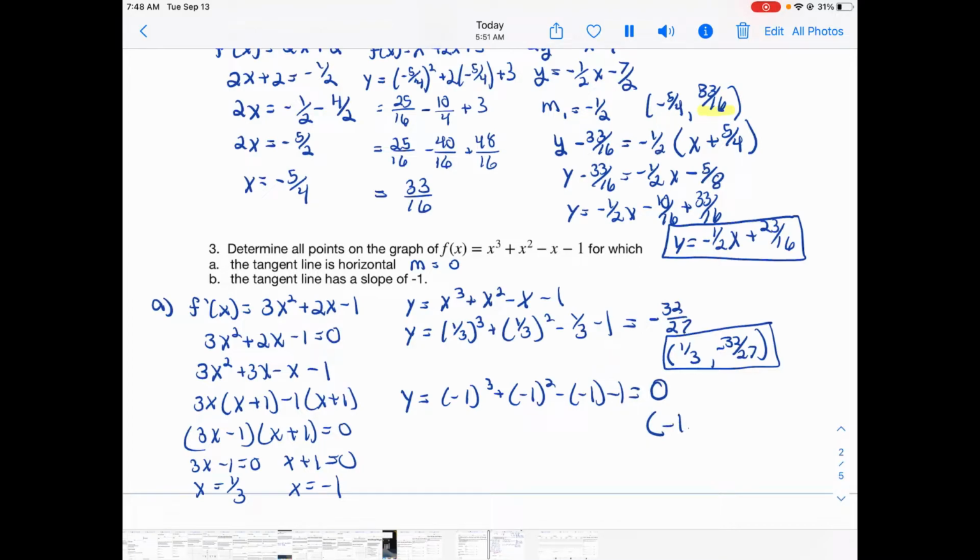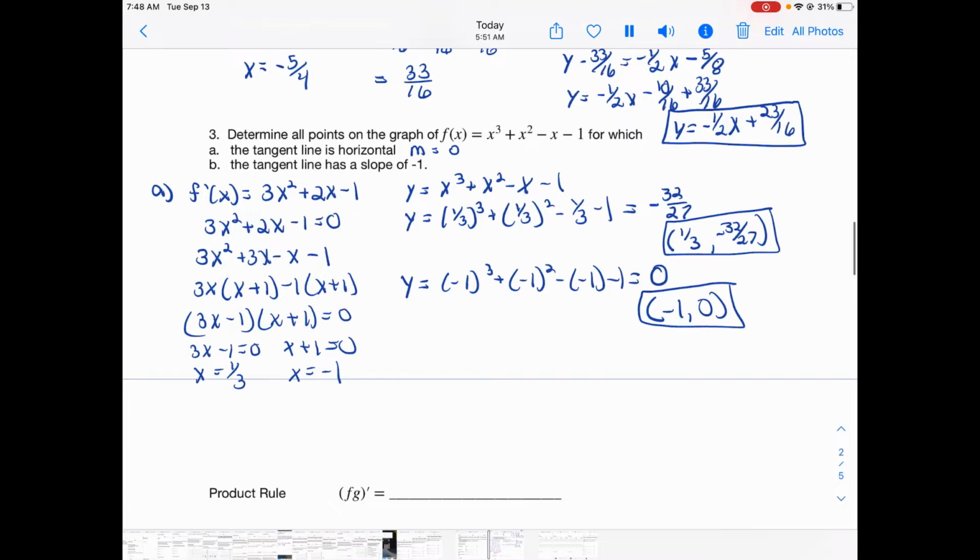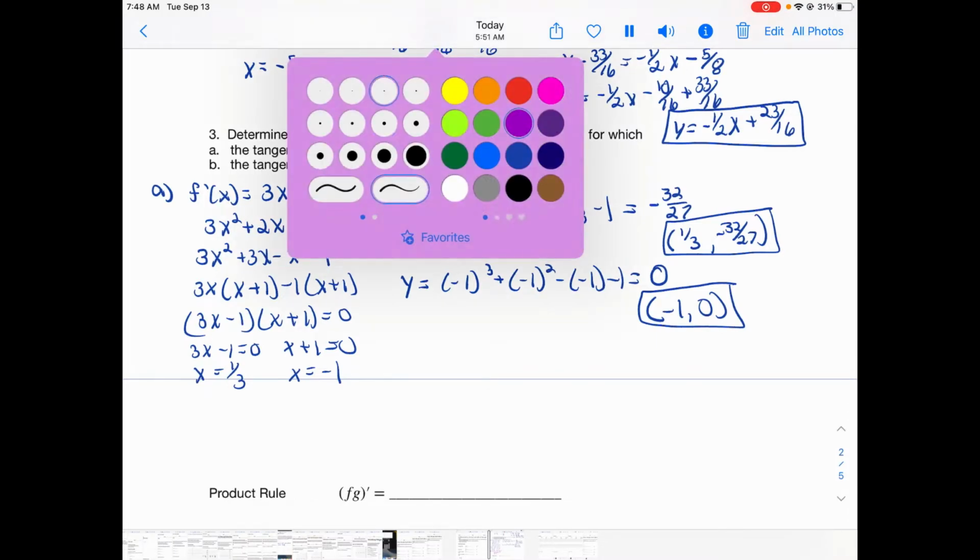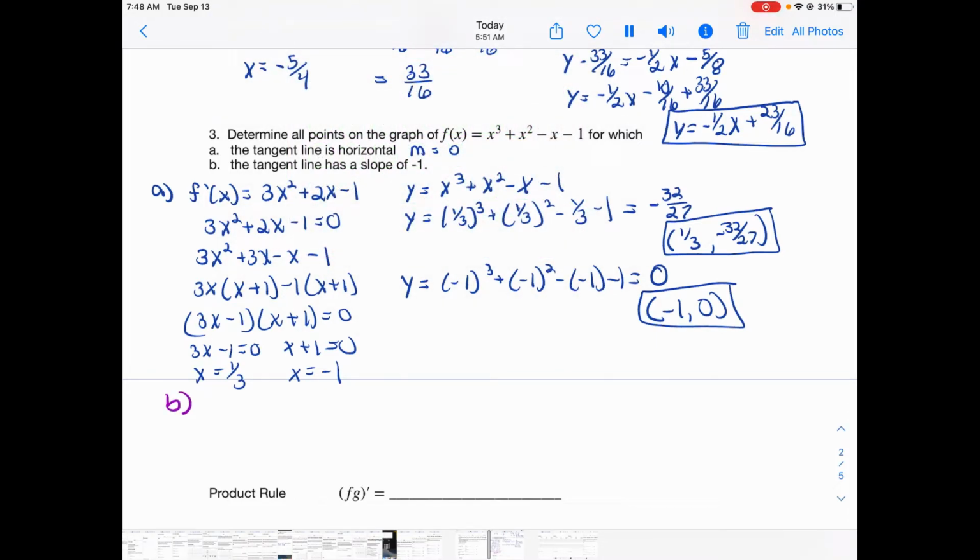And I get 0. So the other point where the tangent line is horizontal is at negative 1 and 0. Then for part B, it asked us to find the tangent line that has a slope equal to negative 1. So we already found the derivative from part A, which was 3x squared plus 2x minus 1.